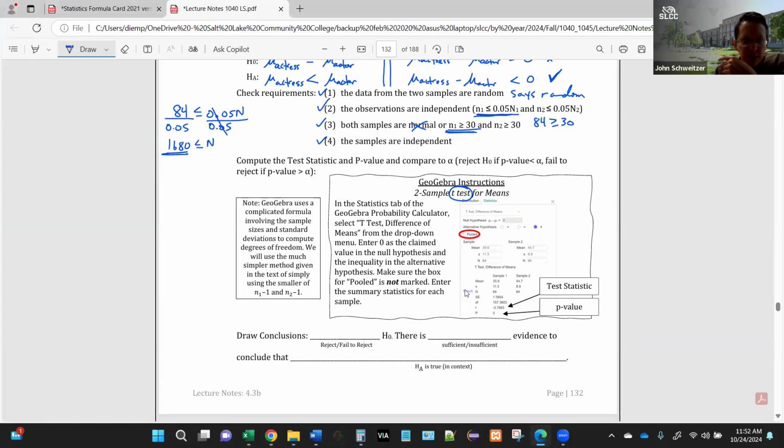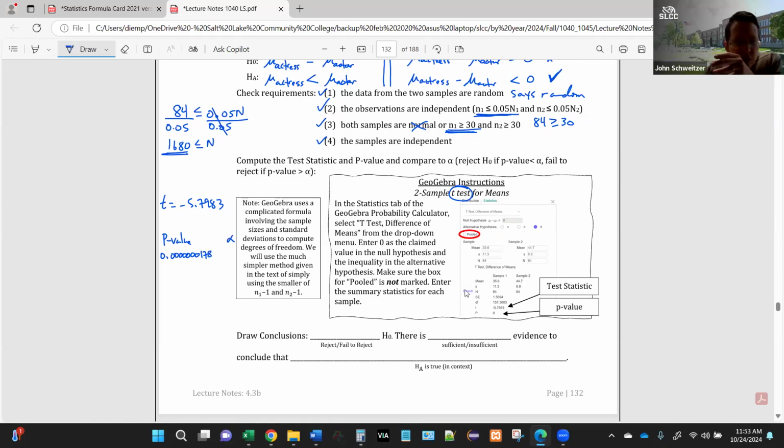So the test statistic is the t-score because we're in the t-distribution. So it's negative 5.7983. So we're going to take that p-value and do what we've always done with it. We're going to compare it to alpha. So 0, 1, 2, 3, 4, 5, 6, 7, 8.